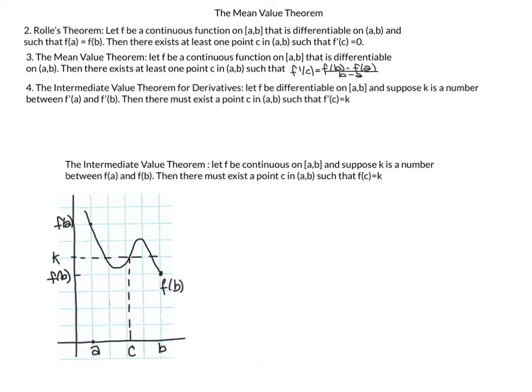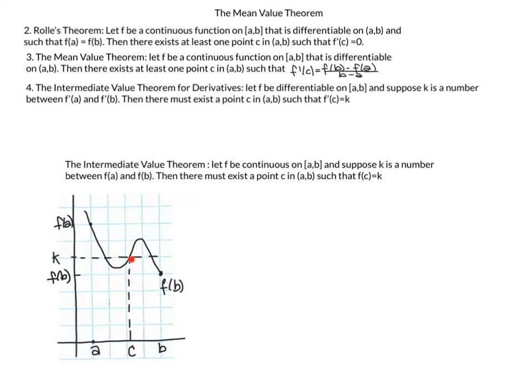The best way to get an intuitive understanding of the intermediate value theorem for derivatives is to look at the plain intermediate value theorem from first-year calculus, which says if f is continuous on an interval and k is a number between f of a and f of b, there must exist a point c in [a, b] such that f of c is equal to k. So here I have my function f on the interval a to b, and it is continuous, as you can see. And there's this number k here that's between f of a and f of b.